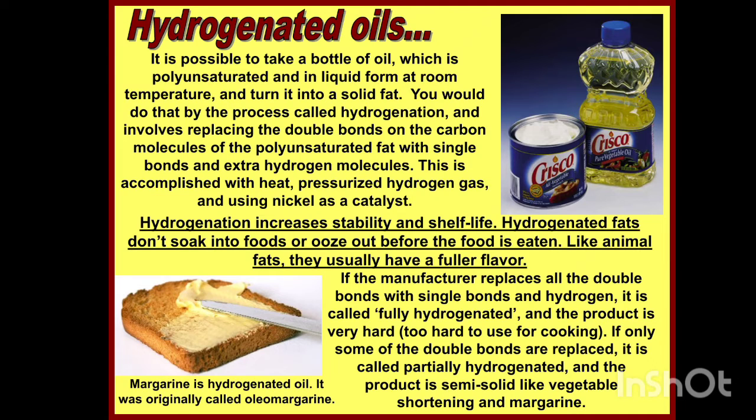Hydrogenation increases stability and shelf life. Hydrogenated fats do not soak into foods or ooze out before the food is eaten. Like animal fats, they usually have a fuller flavor. If the manufacturer replaces all the double bonds with single bonds and hydrogen, it is called fully hydrogenated and the product is very hard, too hard to use for cooking. If only some of the double bonds are replaced, it is called partially hydrogenated and the product is semi-solid, like vegetable shortening and margarine.